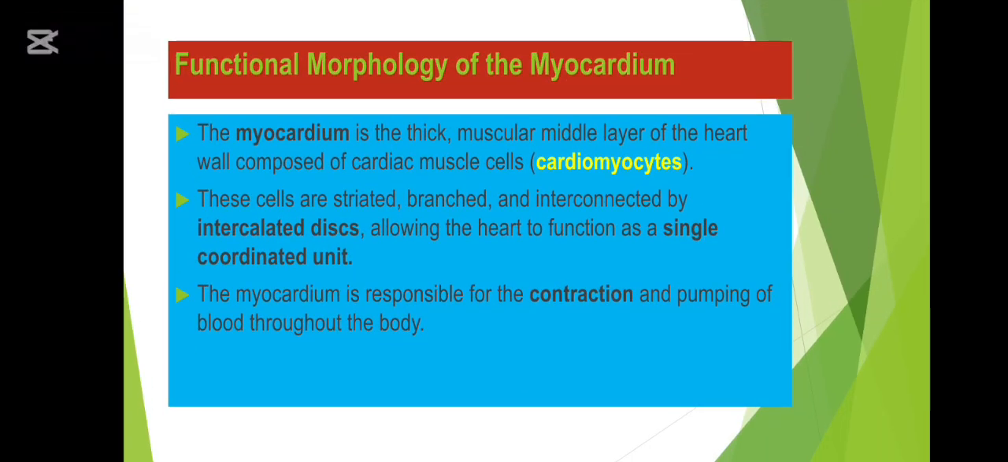So the myocardium is the thick muscular middle layer of the heart wall composed of cardiac muscle cells called cardiomyocytes, which combine together to form the myocardium. These cells are striated, branched and interconnected by intercalated discs, allowing the heart to function as a single coordinated unit. As you saw in that diagram, it's a combination of different single units so that the heart can function as one. So the myocardium is responsible for the contraction and the pumping of blood throughout the body.